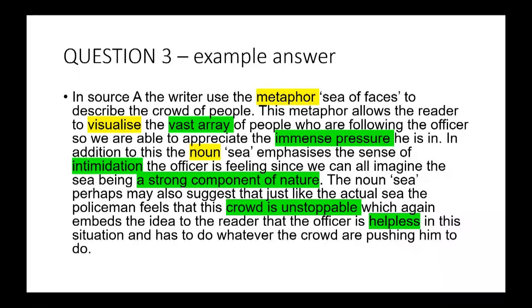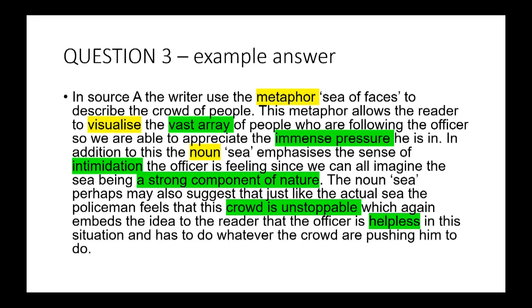Here's an example answer that gets 10 out of 12, so it doesn't get full marks, but does the right sorts of things. I'm not going to read it to you, but if I leave it on the screen, you see in yellow there are methods. We could argue about visualize, but effectively it's about imagery here. And in green, I've highlighted the meanings that are created through the methods used. I could have highlighted the quotes in another color as well, but this paragraph is basically very deep analysis of just one quote, sea of faces.